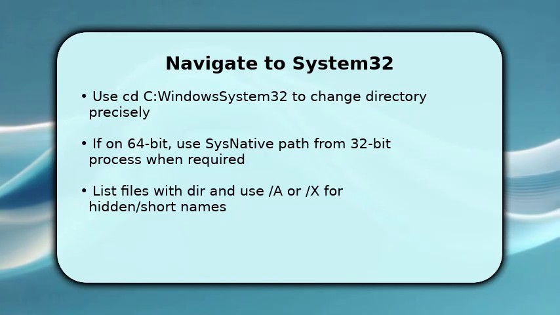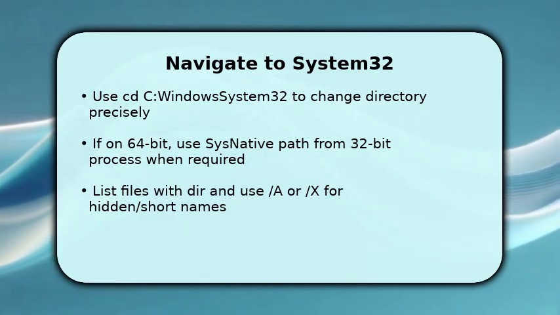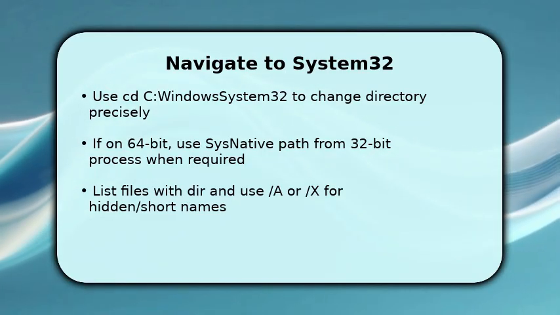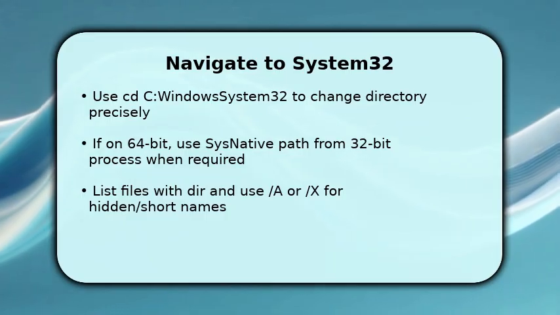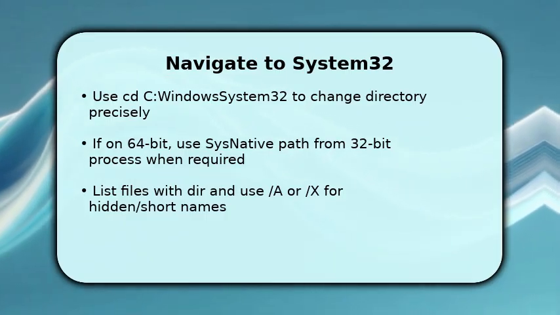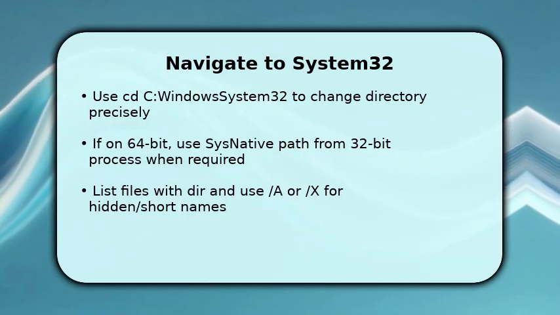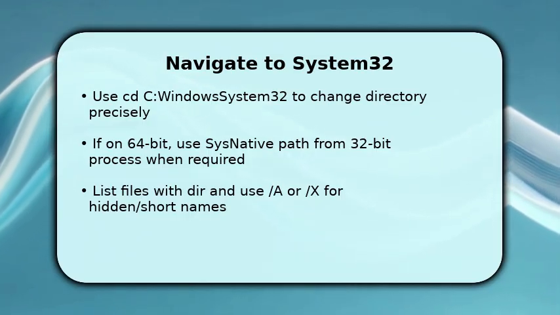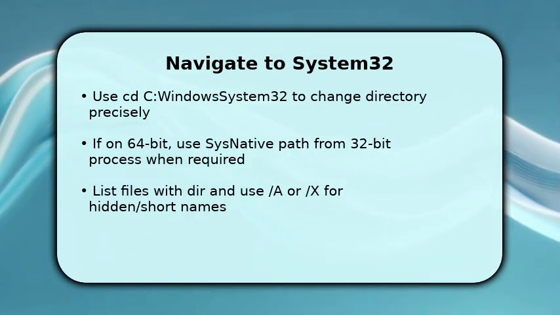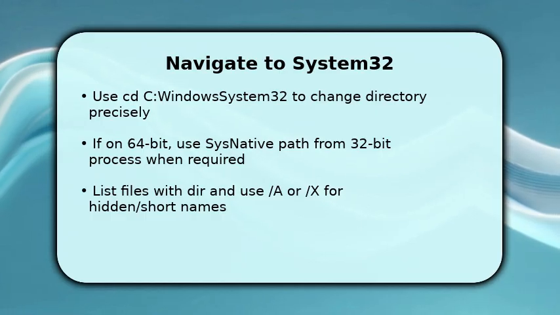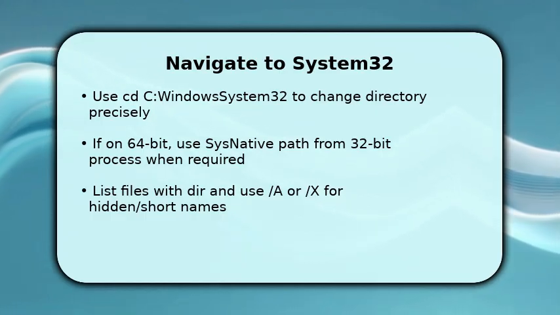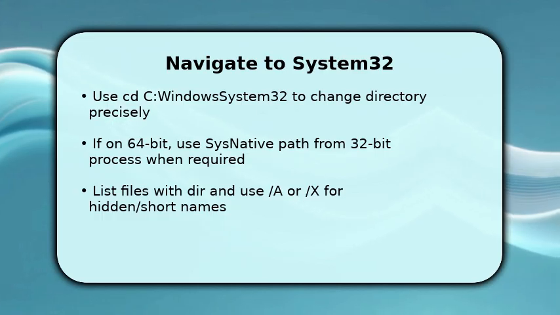Next, change to the System32 folder explicitly by typing cd /d C:\Windows\System32 and pressing Enter. This sets your working directory to the system binaries location. If you're running a 32-bit process on 64-bit Windows and need real System32 access, reference C:\Windows\Sysnative instead. This avoids file system redirection.